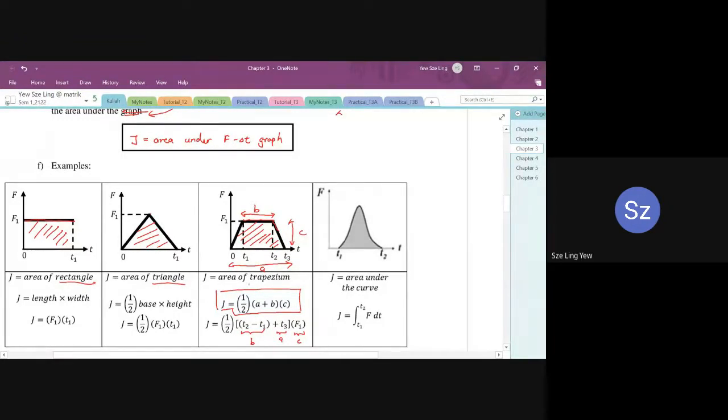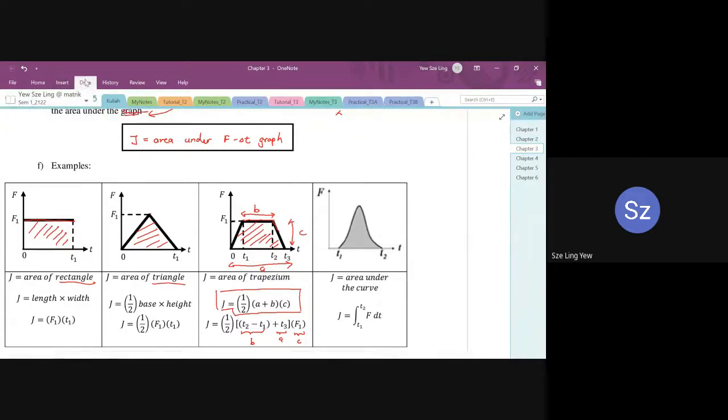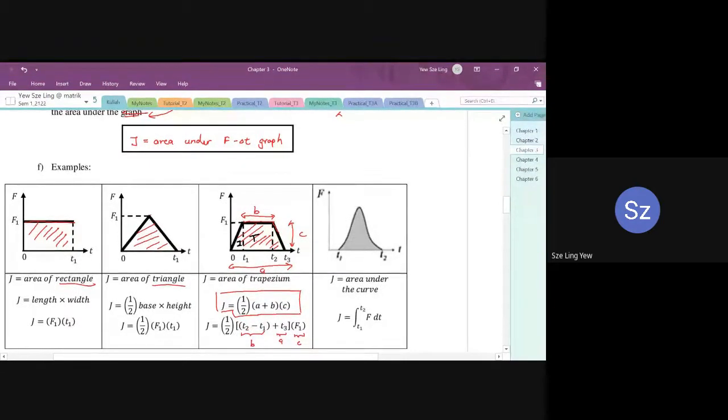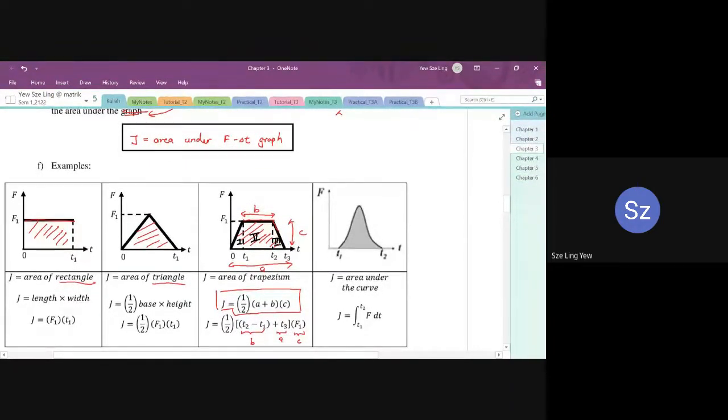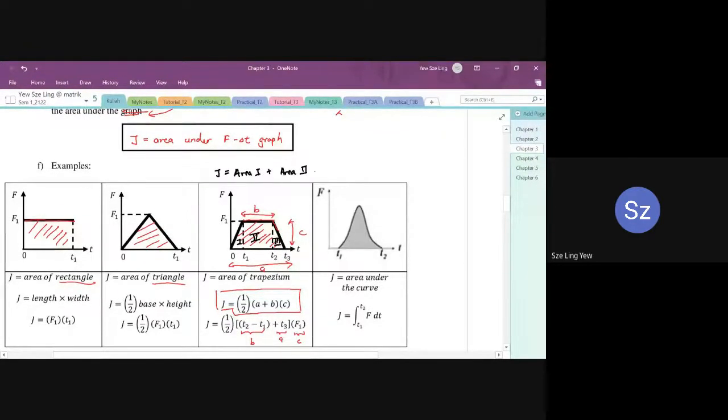Now, in case in the exam you forgot the equation for the trapezium, what can you do? You can split it into 3 parts: part 1, part 2, part 3. Then you use the total area, which is 2 triangles and 1 rectangle. So J can also be calculated by using area 1 plus area 2 plus area 3.